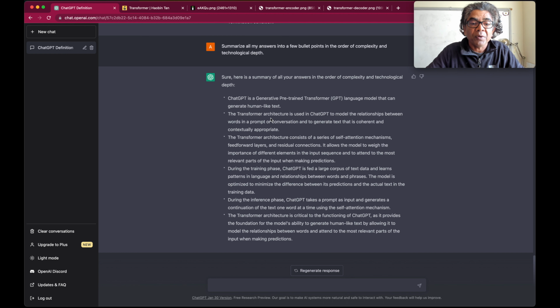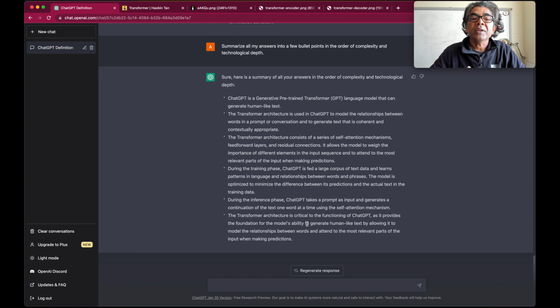It uses the transformer. Transformer architecture is totally based on self-attention mechanism, feed-forward layers, and residual connections. During the training phase, we need to learn how it works, inference, how self-attention mechanism is used, and transformer architecture is important for ChatGPT to generate human understandable sentences. Very good summary. It means focus is a lot more on transformer architecture as well as on the self-attention mechanism.